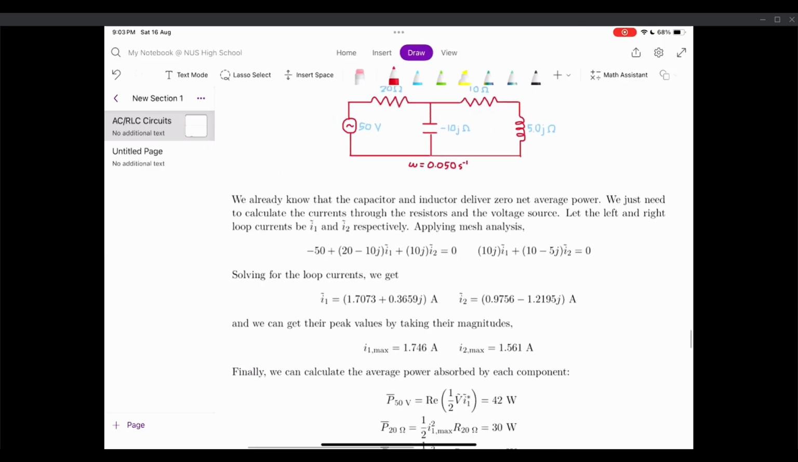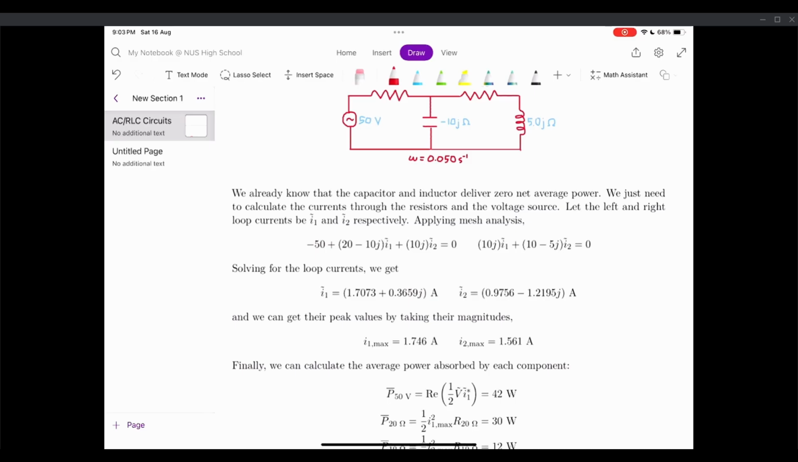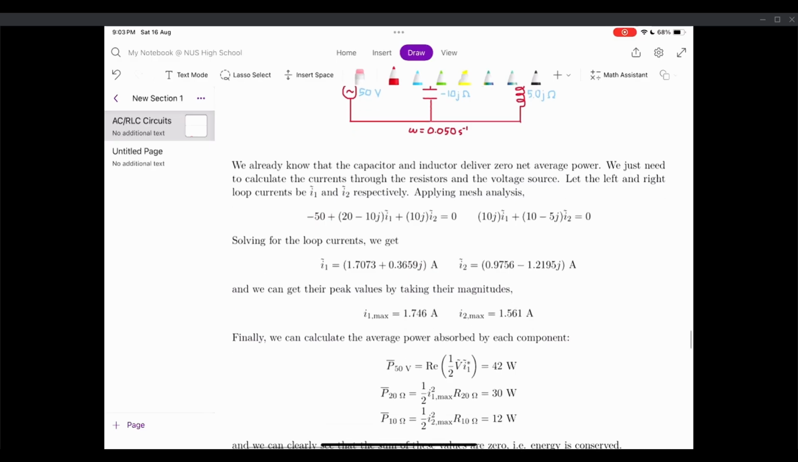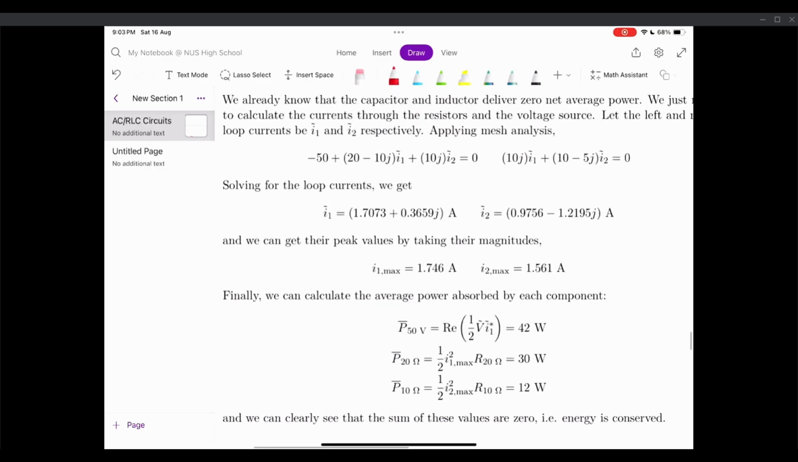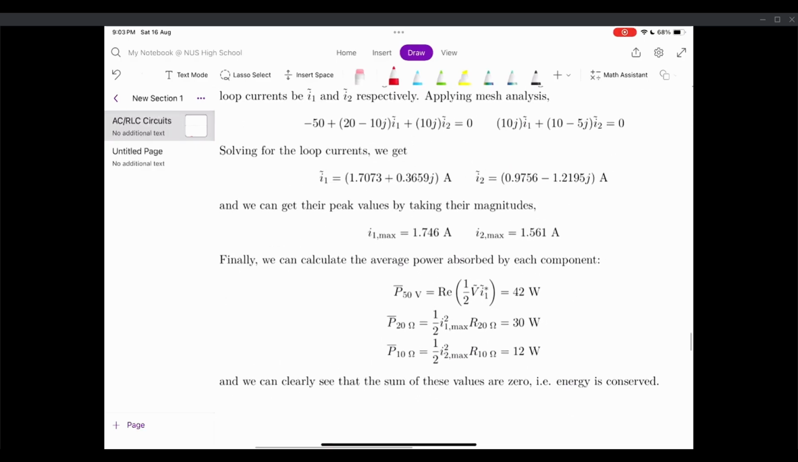We can just apply mesh analysis, or I guess you can just do equivalent resistance and stuff like that. But here I didn't take that approach. I took mesh analysis. So what we then do is we can solve for the loop currents, and then we can get their peak values by taking their magnitudes by the reasoning that I have described just now.